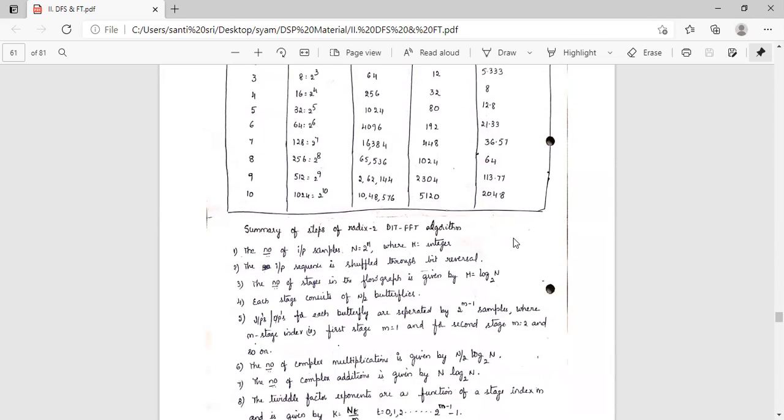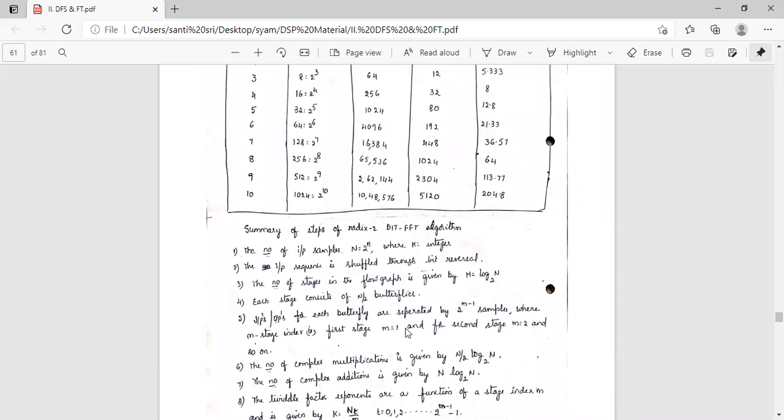So the summary of the steps of the radix-2 DIT FFT algorithm. The number of input samples N equals 2 power m, where m is an integer. The input sequence is shuffled through the bit reversal process. The number of stages in the flow graph is given by m equal to log N to the base 2, each stage consisting of N by 2 butterflies. Inputs and outputs for each butterfly are separated by 2 power m minus 1 samples, where m is the stage index: first stage m equal to 1, second stage m equal to 2, and so on.